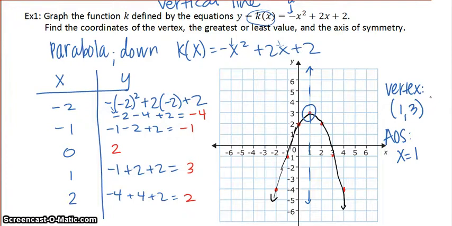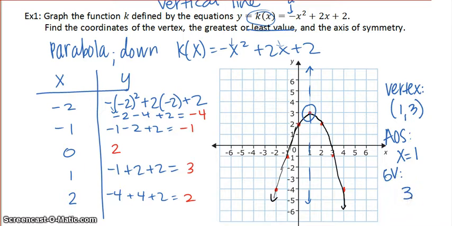Well, if you look, since this is going down, that means it's going to negative infinity. I'm not going to put that because it's negative infinity. It just keeps going on forever and ever. So it doesn't have a least value. It has a greatest value, and its greatest value is 3. It's not going to go higher than 3. So my greatest value, GV, is going to be 3.